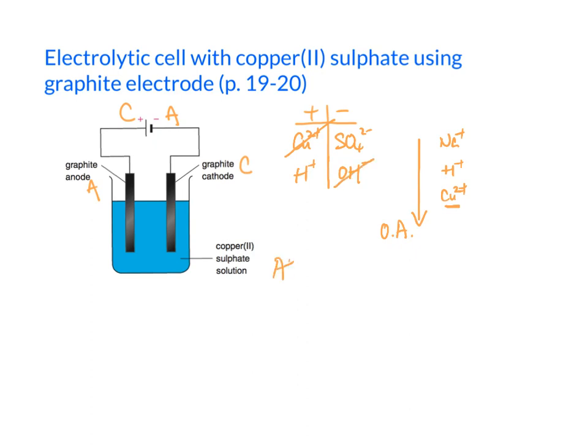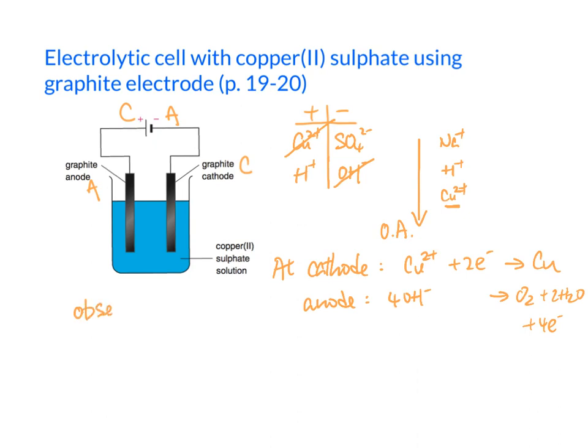So we'll know that at cathode, Cu2+ will gain electrons to become Cu, while at anode, 4OH- will become O2, 2H2O, and 4 electrons. I'm not going to write the overall equations, but basically based on this, we can have a look at the observations that most likely happen.